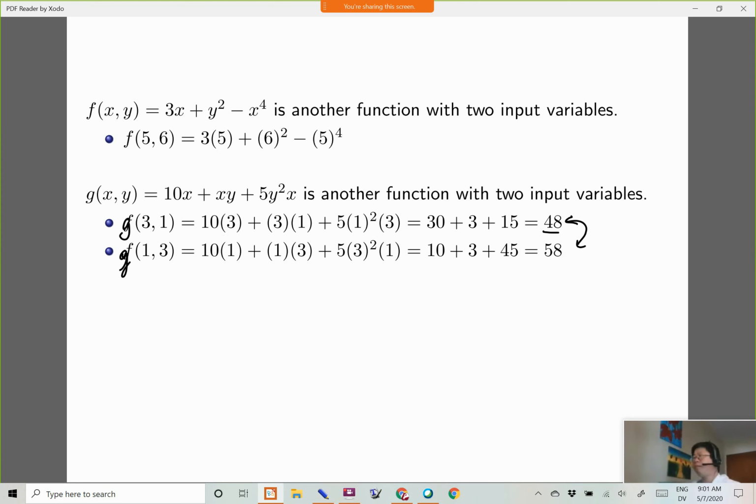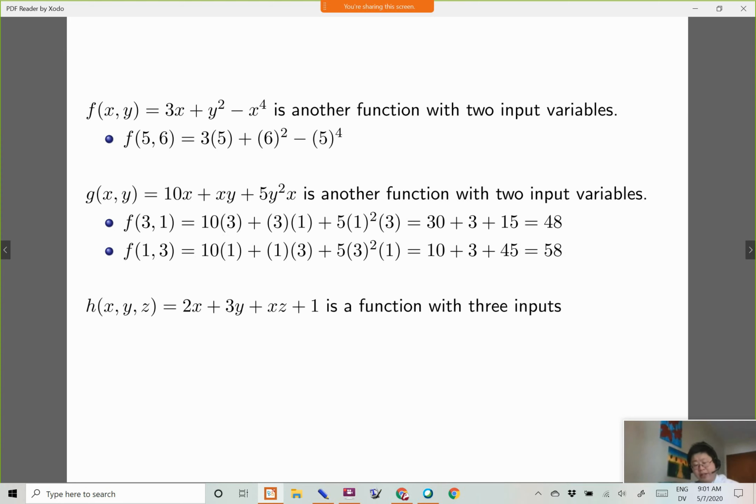So one more example. This is an example of a function with 3 input variables. I've got a function called h. The input variables are x, y, z, and the output formula is 2 times x plus 3 times y plus x times z plus 1. Here's a function with 3 input variables. Let's find h of 10 comma 9 comma 8. Again, there's a need to follow an order. We're going to plug in 10 for every x, 9 for every y, and 8 for every z.